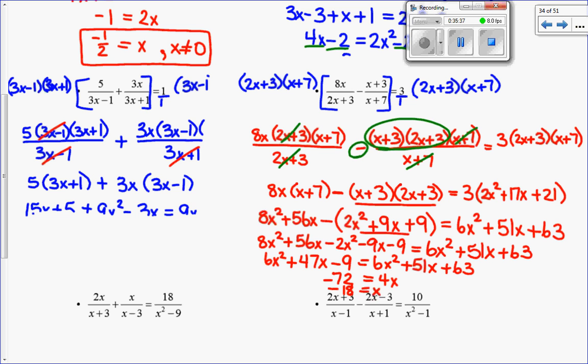Okay, then I need to go back and look at what my non-permissible values for x can be. X cannot be negative 7. And then if we set the other term, 2x plus 3, equal to 0, x can also not be negative 3/2. And this is my answer.